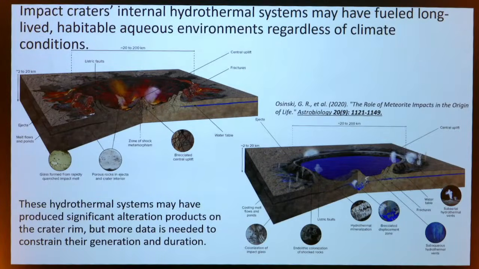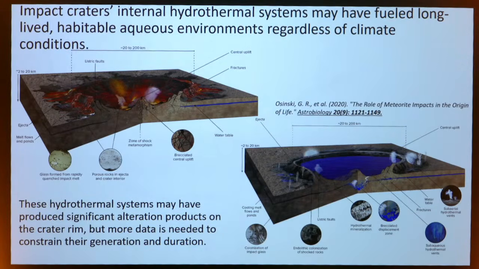When a hypervelocity impact strikes the surface of a planet, the energy from the impact can potentially create an internal hydrothermal system localized where the crater is. This is a really beautiful figure by Osinski et al., published in 2020. It shows the materials that may form as a result of an impact crater. We have a lot of terracing and some brecciation going on, where these fractures could potentially be pathways for fluids.